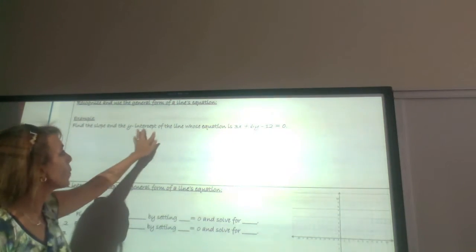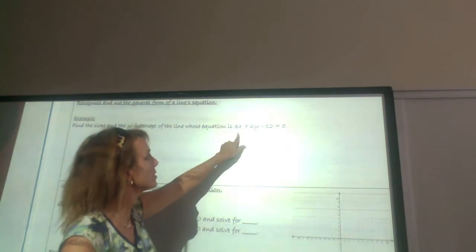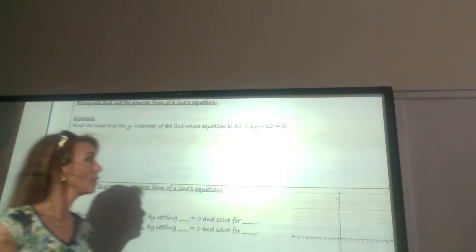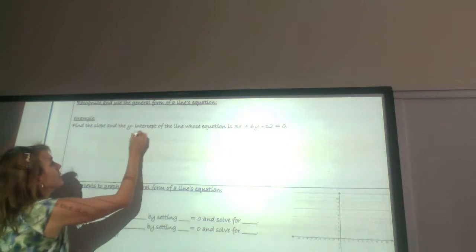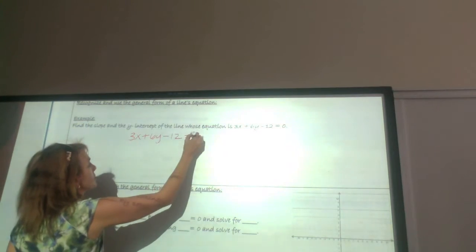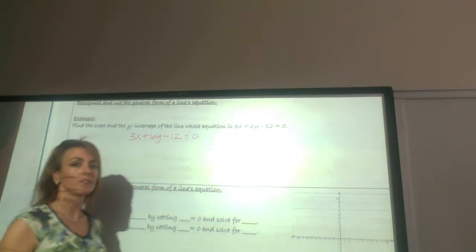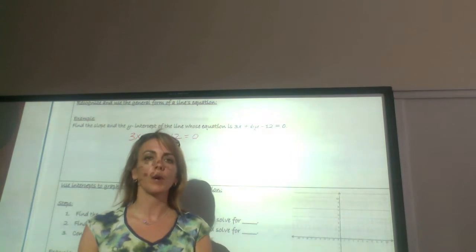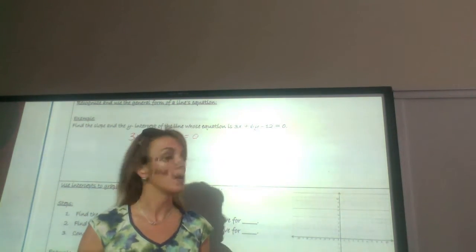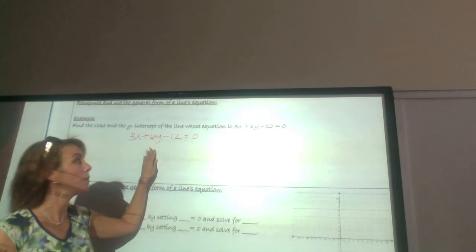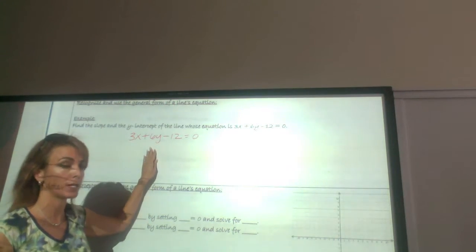So with this question, we are being asked to find the slope and the y-intercept of the line whose equation is 3x plus 6y minus 12 is equal to 0. So it's very easy to find the slope and the y-intercept if it's in the right form. We can put it in slope-intercept form to get that information. Right now, we're not in slope-intercept form. We're in general form or standard form or however you want to call it.